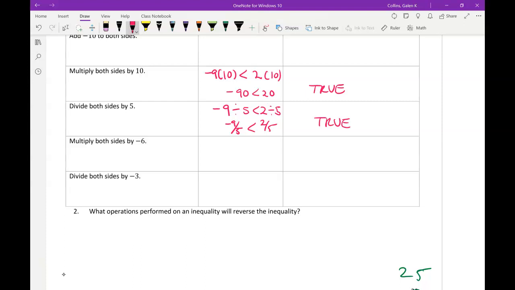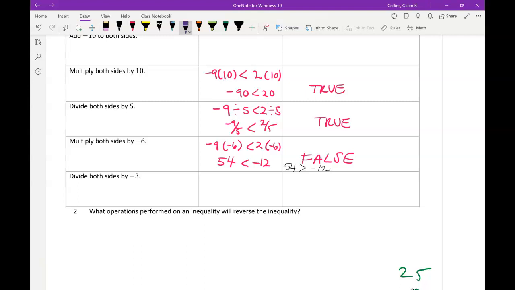All right, so then when we multiply both sides by -6, so -9 times -6, that's less than 2 times -6. All right, -9 times -6 is positive 54. 2 times -6 is -12. Now, wait a minute. 54 is not less than -12. So that's a false statement. And for us to make it true, we would have to change the direction of that inequality. So 54 is greater than -12.